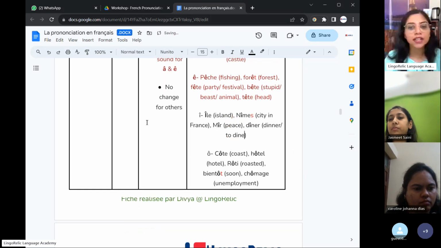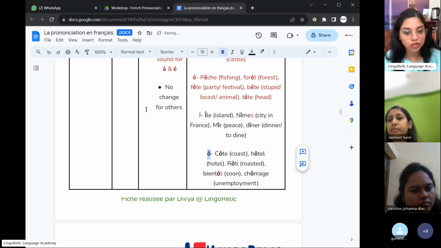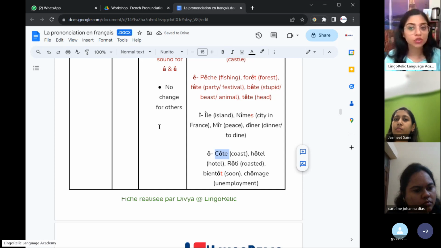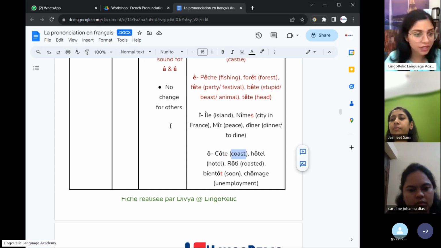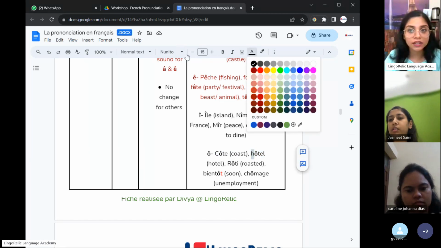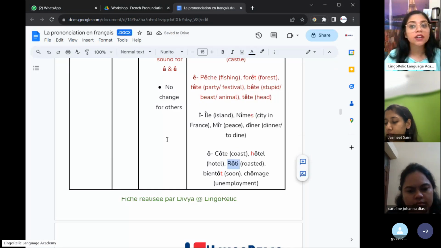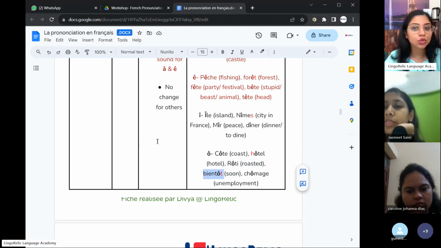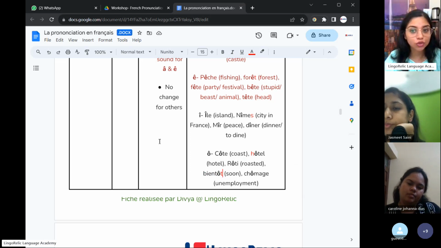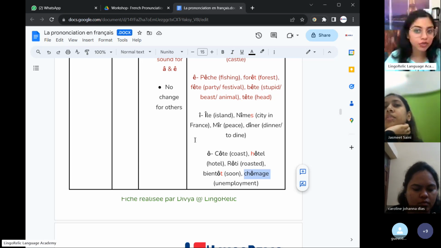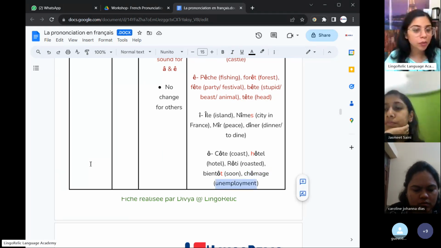Okay, then you have O, which also has no change in its pronunciation. And so you can all pronounce with me, côte. Côte is a word for a coast. This is hôtel, a word for hotel. The H is silent, hôtel. Rôti. Rôti is a word for roasted. Then you have bientôt. The last T is not sounded. Bientôt. Soon. And the last word here you have is chômage. Chômage is a word for unemployment.